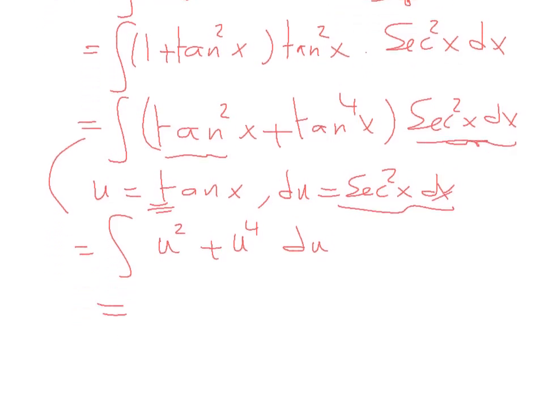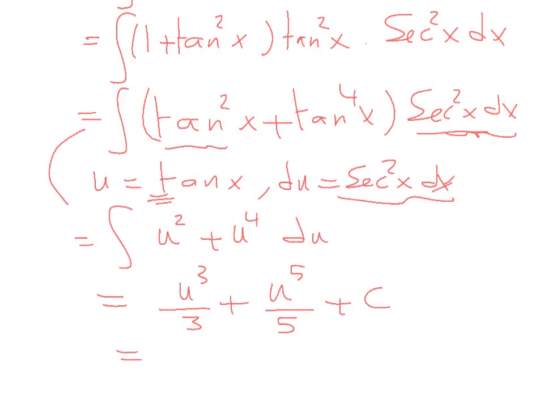So integration of this can be done very easily: u cubed over 3 plus u to the 5 divided by 5 plus constant. And then u can be replaced by tan, which is tan cubed divided by 3 plus tan 5 x divided by 5 plus constant.